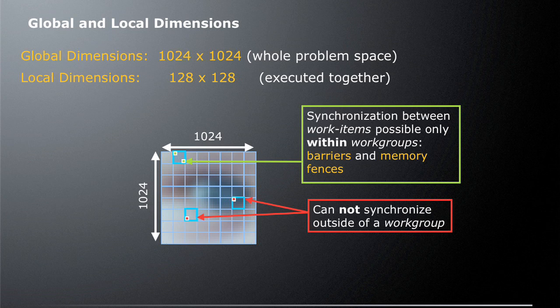The important thing to note is that for a single work group highlighted right now, we can actually synchronize between those work items. We can use barriers or memory fences to allow those work items to communicate with each other. But if we look at two work items that are not in the same work group, such as those highlighted now, they cannot synchronize with each other because they are not in the same work group.